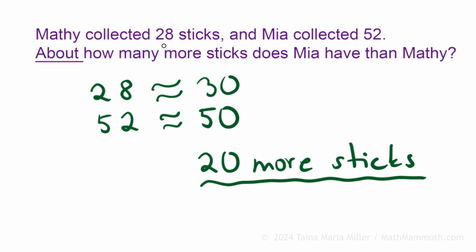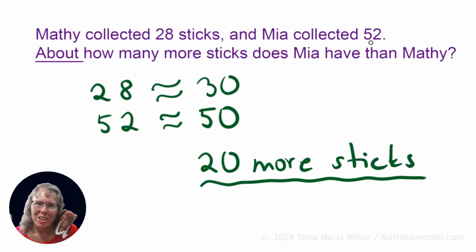Since 28 is 2 less than 30, and 52 is 2 more than 50, it would be 24 more sticks if we were to be exact. Okay, I hope this was helpful.